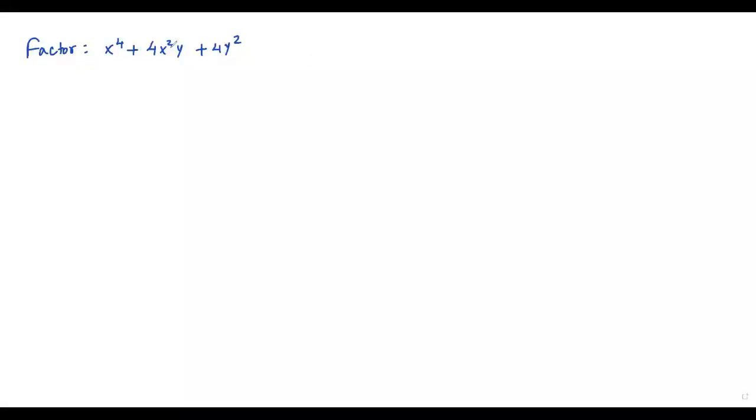Here we have a problem in algebra 2, that is we have to factor the polynomial x to the fourth power, positive 4x squared y, positive 4y squared. Okay, to factor the given polynomial, let me write the first term x to the fourth power as x squared the whole squared.